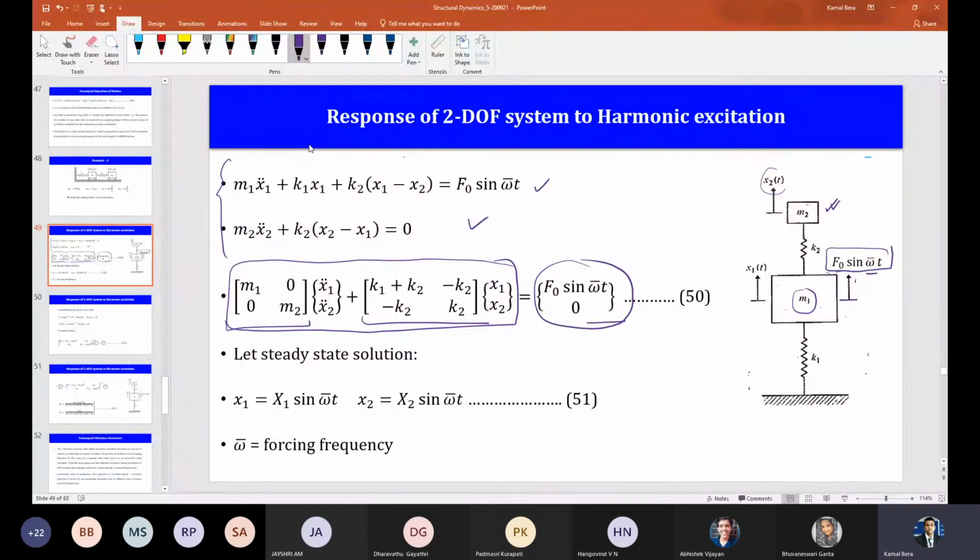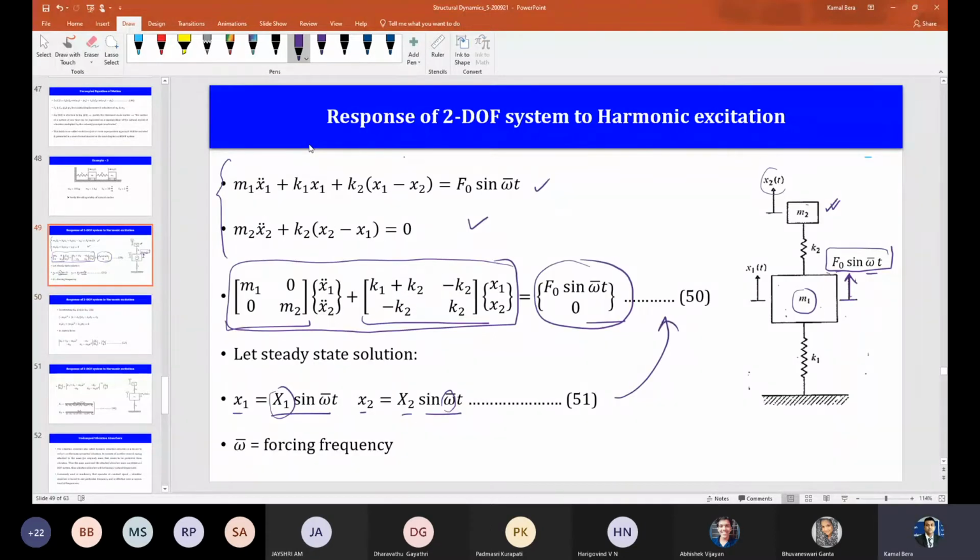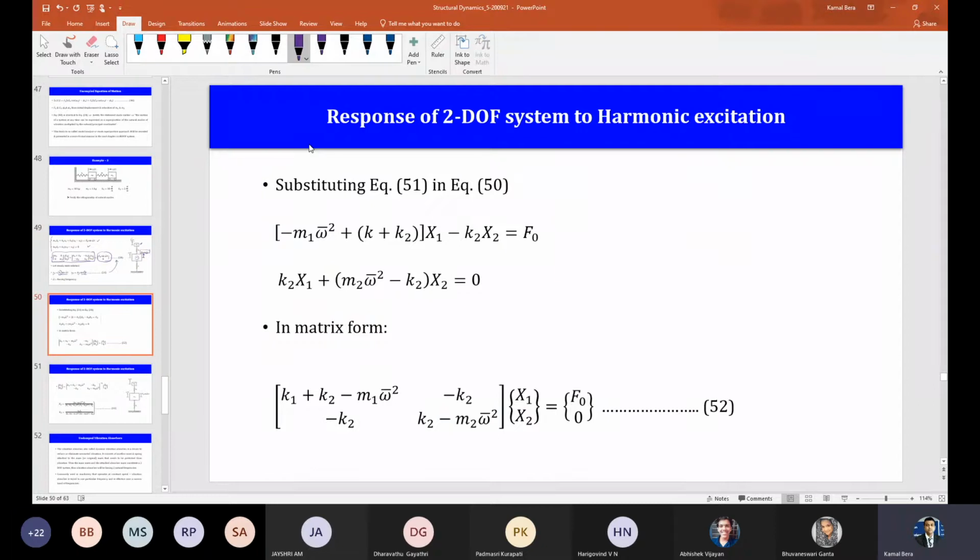Now, assuming the steady state harmonic solution, that is x1(t) as capital X1 sine omega bar t and x2(t) as X2 sine omega bar t, where omega bar is the forcing frequency acting on the main mass m1, and X1 and X2 are the amplitudes of the response of masses m1 and m2 respectively. If I substitute that assumed solution in this equation, then I get this, which I can write in matrix form as this.